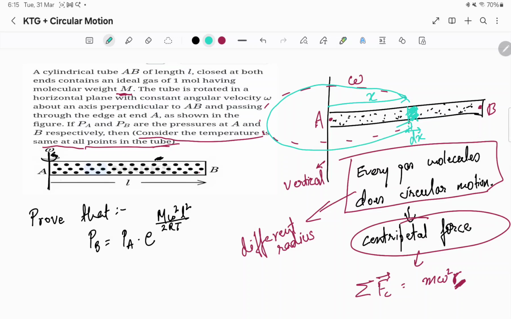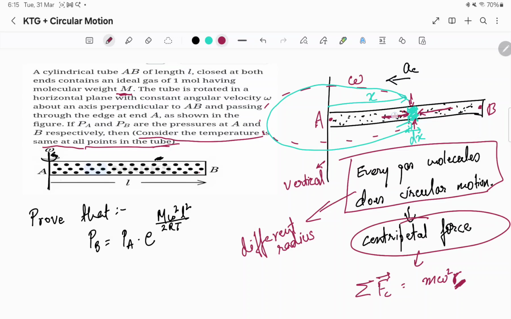If it is doing circular motion, that means there is some net force towards the center. So what force is this part experiencing? It experiences forces from the tube, or I can say from the gas on the left side. Consider some force here, and another force on the other side. The right side force will be greater than the left side force, because this part has acceleration towards the center. Centripetal acceleration is towards the center, so the net force will be towards the center.